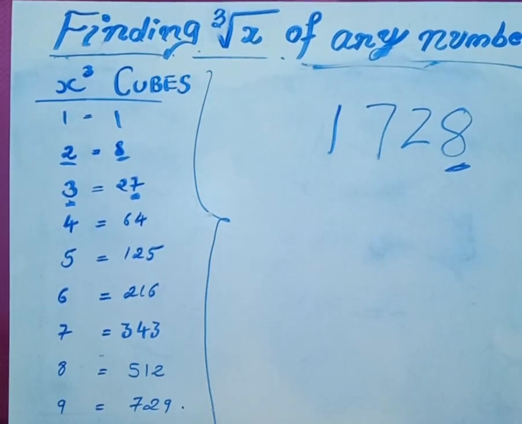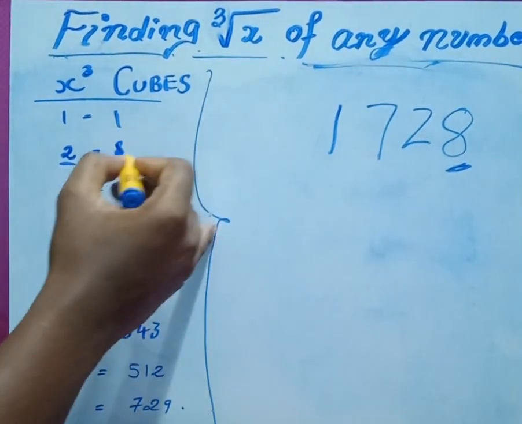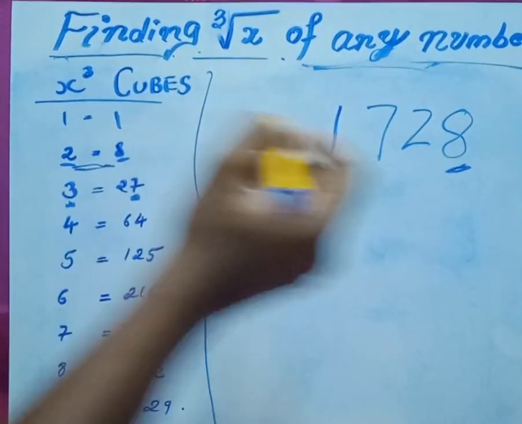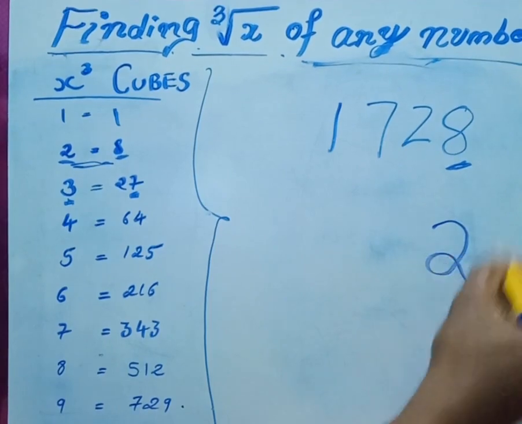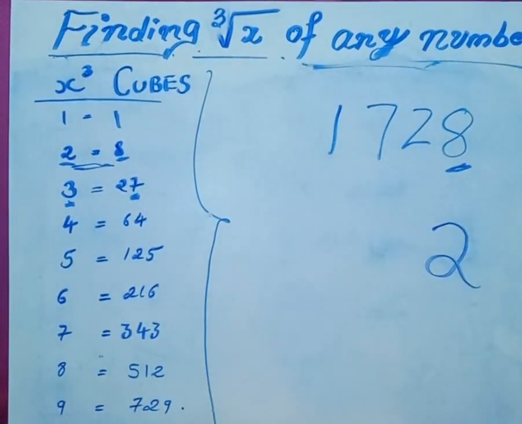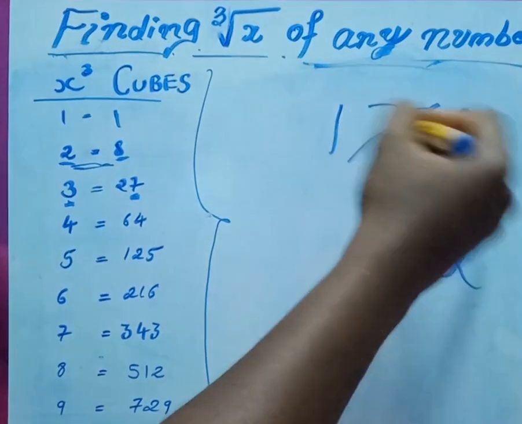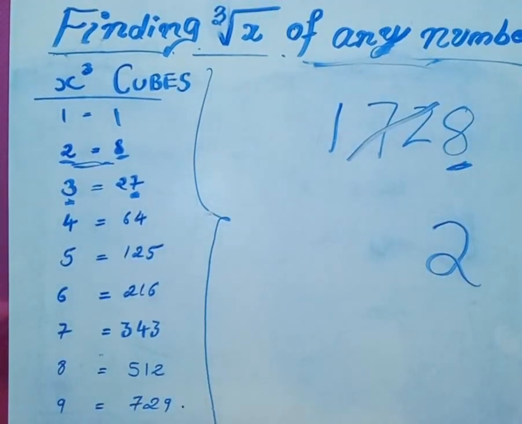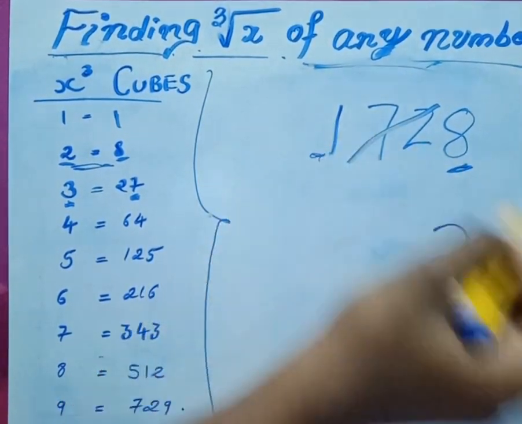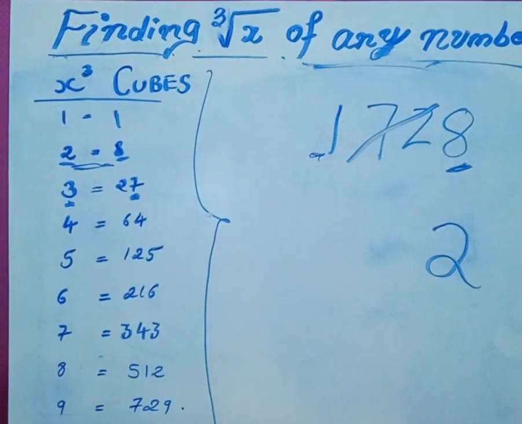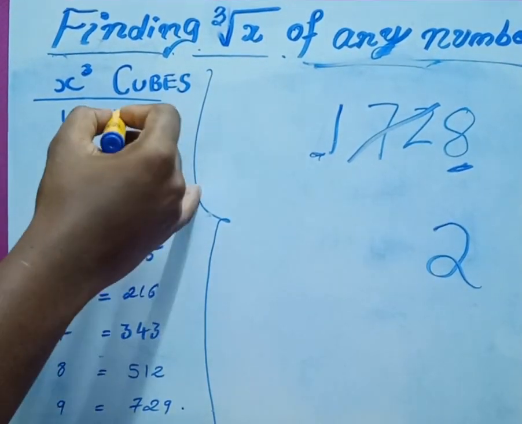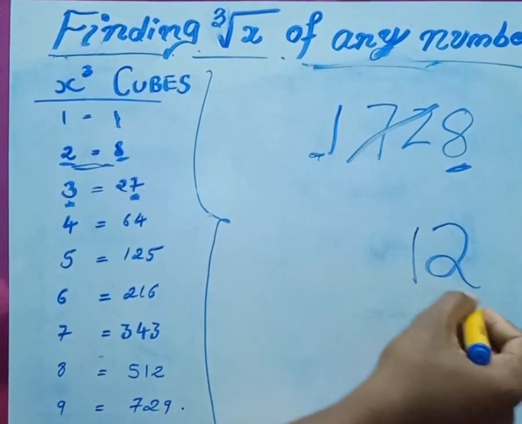See guys, can you see in this table? Yes, we are getting 8 from 2, right? So we will write 2 here. Am I right guys? Yes. So after that, what do we have to do? Cut the two numbers next to the unit digit. So what is remaining, guys? 1. So we have to find whether 1 is there in the table. Of course it is there. 1 cube is 1. So we will write 1 here. So our answer is 12, guys.